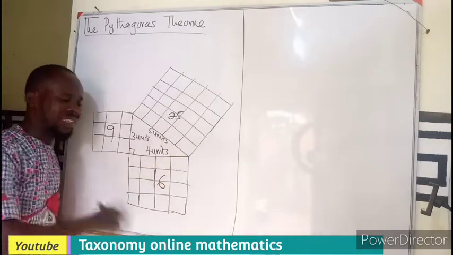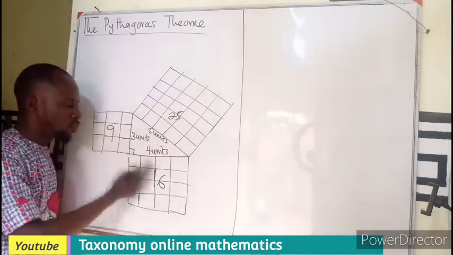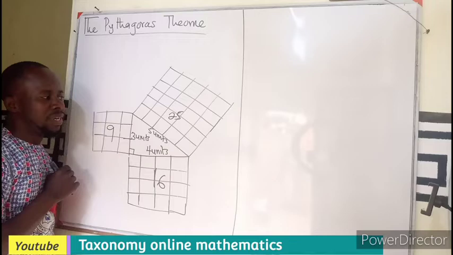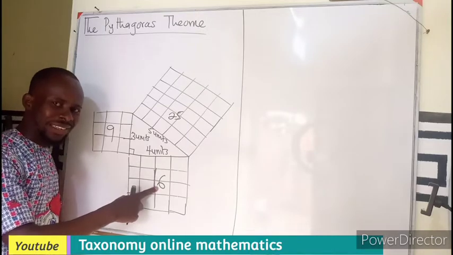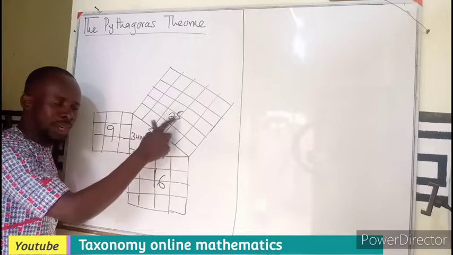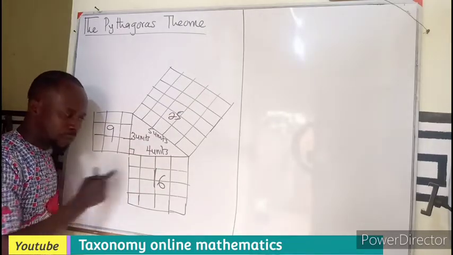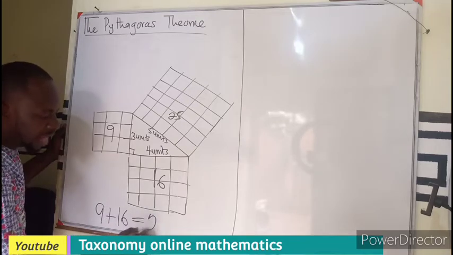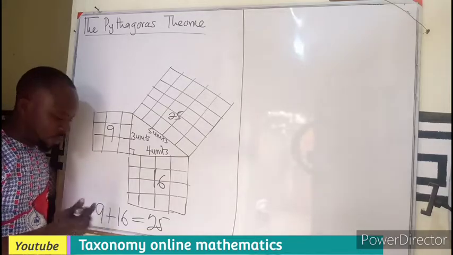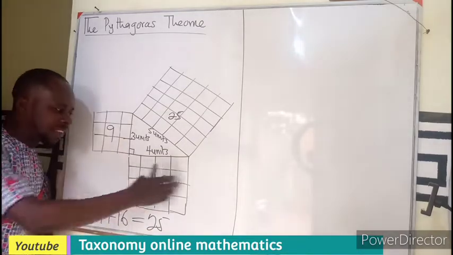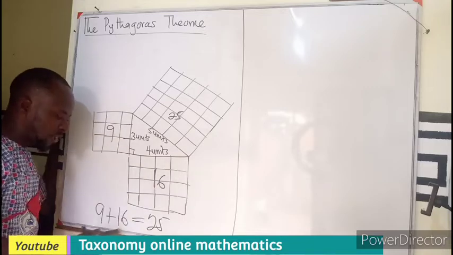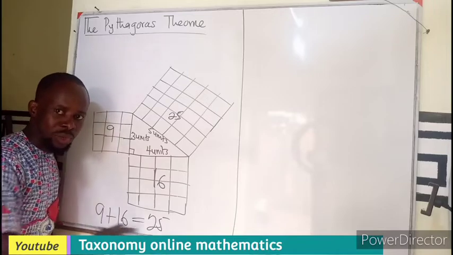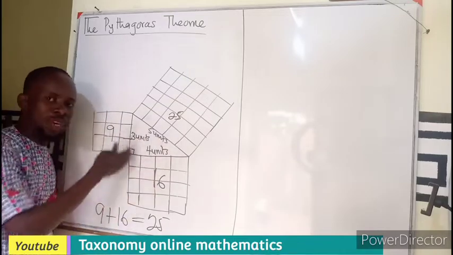Now, if you look at this, there is a relationship. This is the longer side. These two are the shorter sides. So longest followed by this and this. Now you can see that if you add this, which is 16, to 9, you'll be having 25. Meaning if I add 9 plus 16, I should be arriving at what? 25. So that is the relationship, that the two shorter sides, if you sum them, you'll be able to get the longer side. Don't forget, what we are summing is the area occupied by those sides.